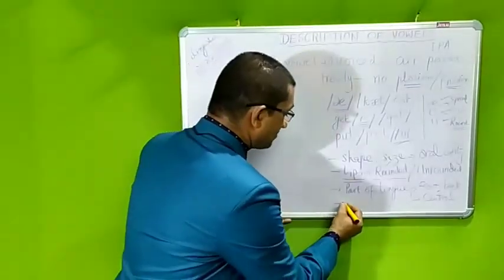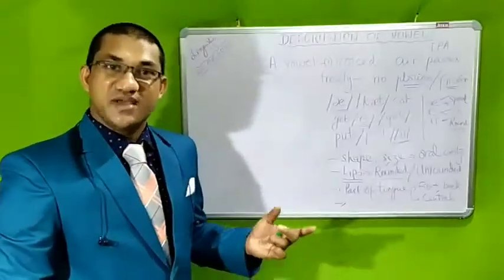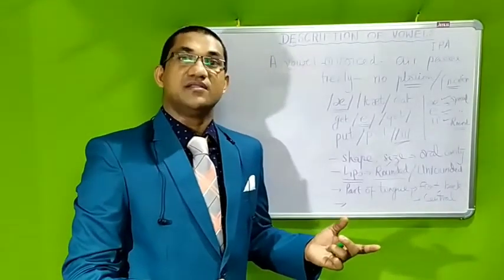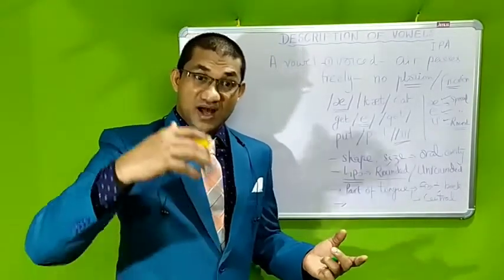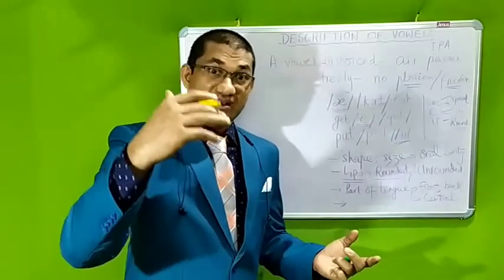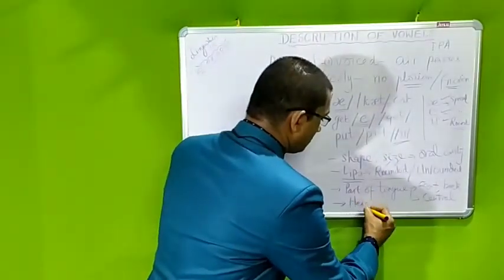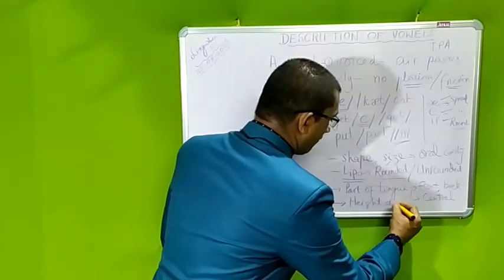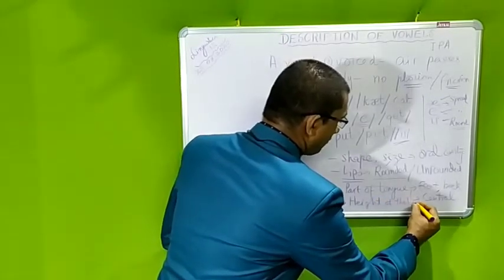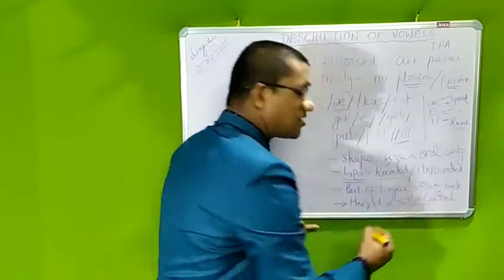Now, another factor that decides the nature or characteristics of the vowel sounds is of course the height to which the tongue is raised. The height of the tongue is very important. The height to which the tongue is raised, right?